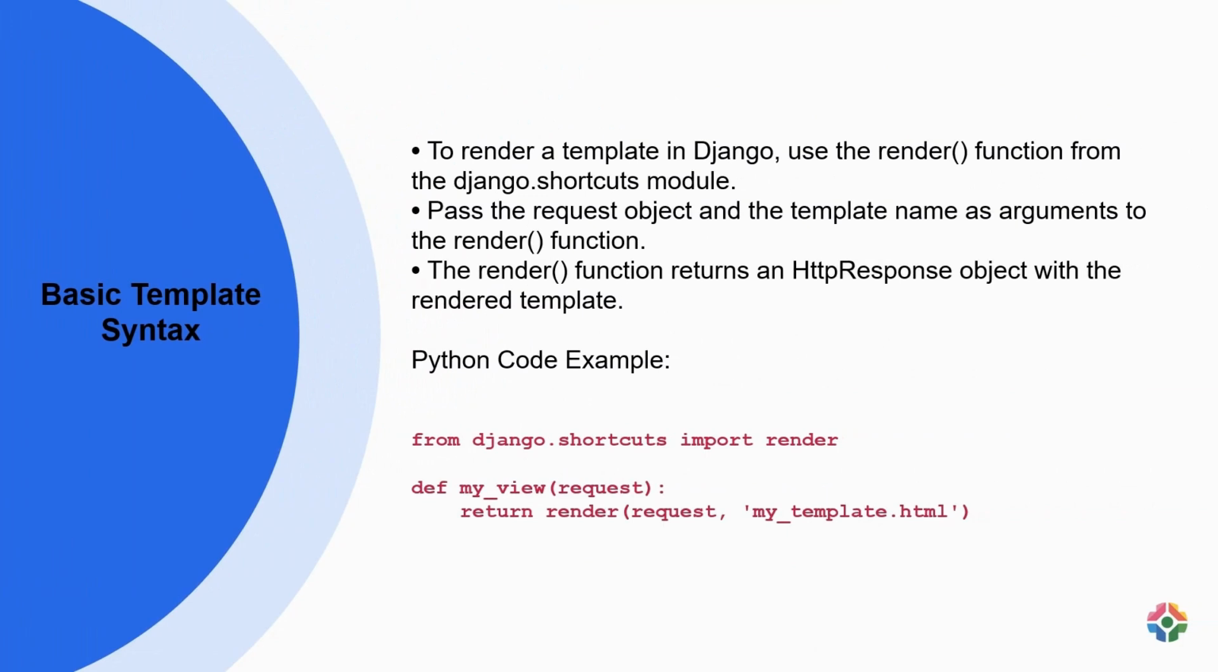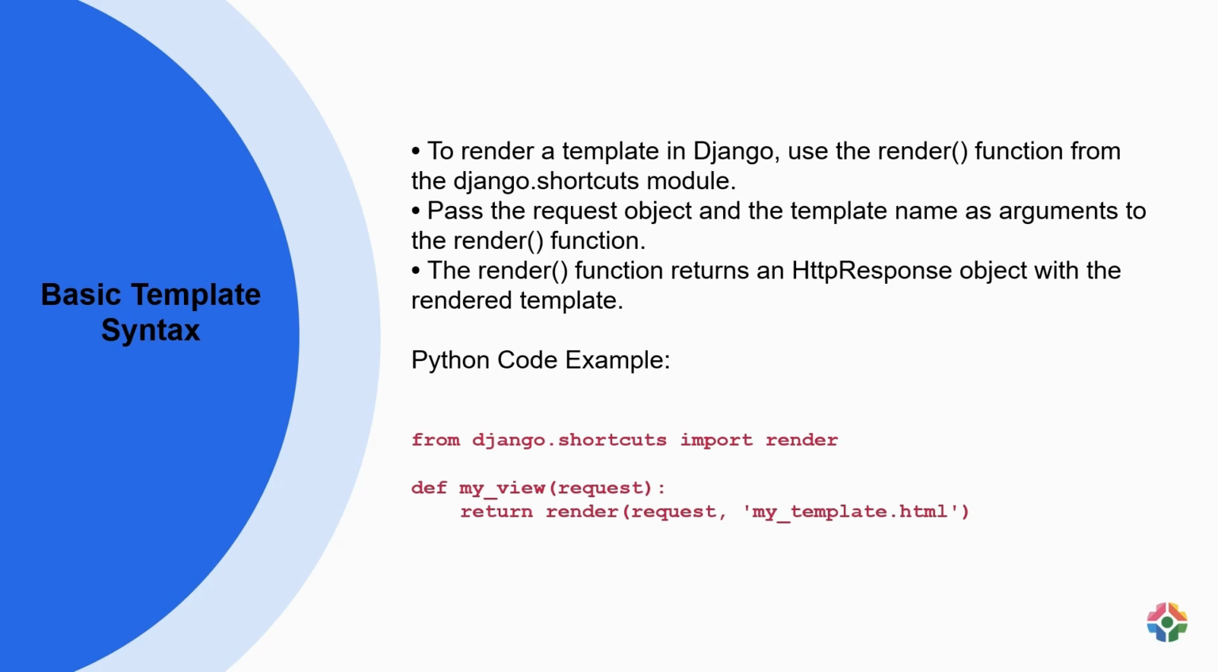When working with Django, you can use the render function from the django.shortcuts module to render templates. In your Python view function, pass the request object and the name of the template to be rendered as arguments to the render function. This function will then return an HTTP response object containing the rendered template.